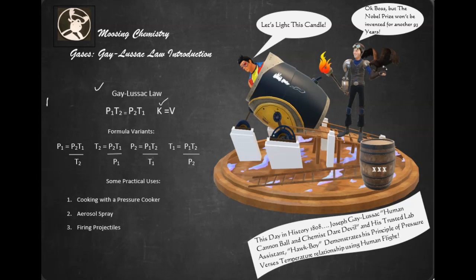Originally, Gay-Lussac's law is written as P1 over T1 equals P2 over T2. But I've rewritten it as P1 T2 equals P2 T1. And why did I do that? Because really simply, it's easier for your brain to read it that way.